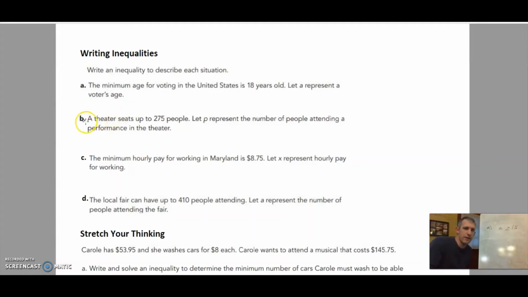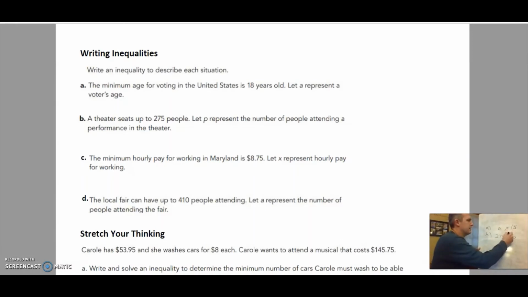Okay, let's look at the next one. B: a theater seats up to 275 people. Let P represent the number of people attending a performance in the theater. So we know the numbers involved are going to be 275, and P is the number of people in the theater. Now it seats up to 275. Could it be 275 people? I think so. Seats up to means it could include 275. So I'm going to put that or equal to sign there.